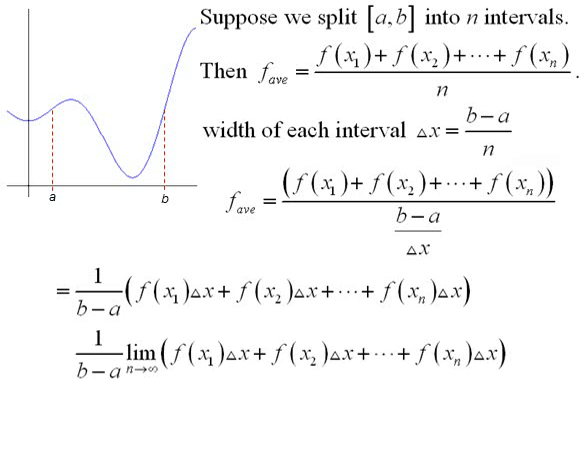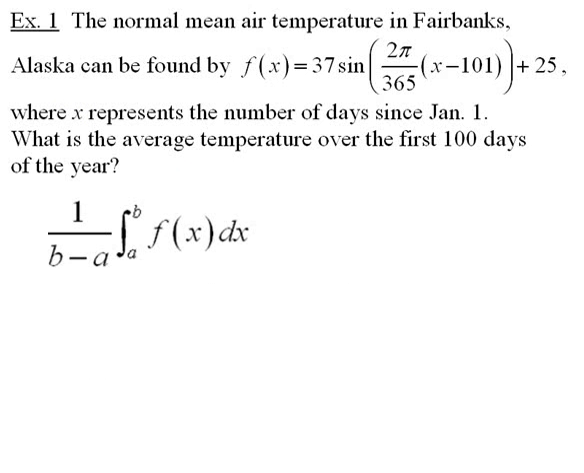The average value of the function would be the limit of this expression as n, the number of partitions of the interval, approaches infinity, or 1 over b minus a times the integral from a to b of f of x dx. Returning to our example, the first 100 days would represent an interval from 0 to 100. Using our formula, we get 1 over 100 times the integral from 0 to 100 of f of x dx, and we would integrate from there.